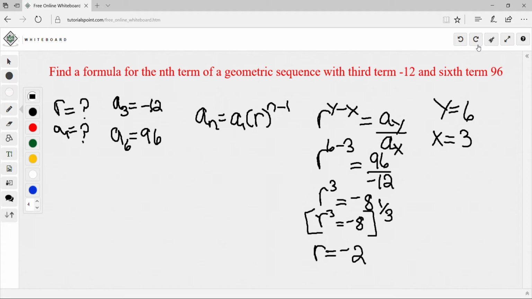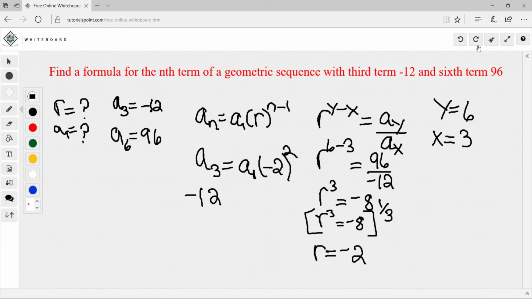Now we've got to find the a_n, but we don't know the first term, so I'm going to use what we have. We know what a_3 is, right? a_3 is the first term, which we don't know, so we'll just bring it down, times the ratio, which is -2, to the n minus 1, which is, n minus 1 is what? 3 minus 1 is 2, right?